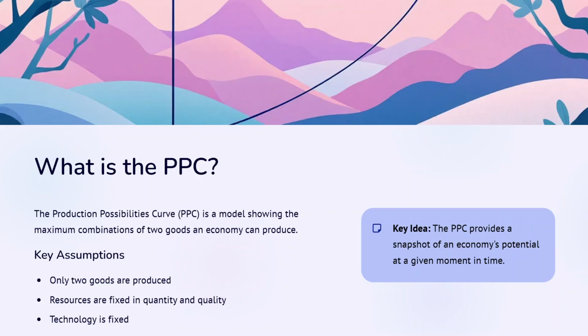The economy produces only two goods. This is a simplification to make the model two dimensions, but the logic applies to millions of goods. The quantity and quality of resources, or factors of production, are fixed. The state of technology is fixed. Essentially, the PPC is a snapshot of an economy's potential at a specific point in time.